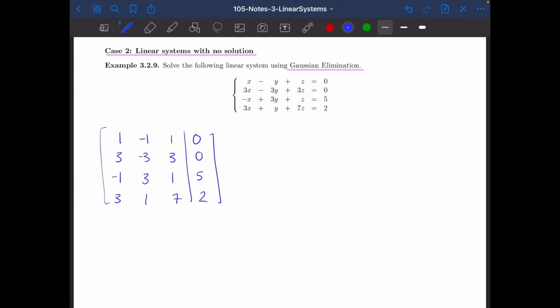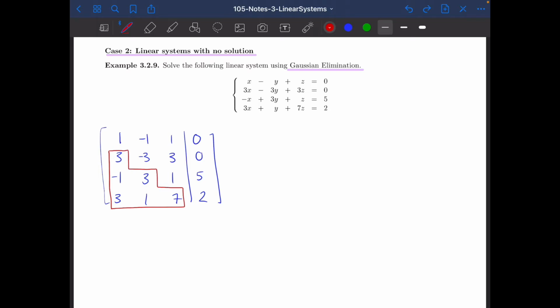Now that we found this augmented matrix, we want to use elementary row operations to reduce it into an augmented matrix in row echelon form. Now, in order for an augmented matrix of this size to be in row echelon form, we need at least these entries in the bottom left corner to be 0. And so we have some work to do.